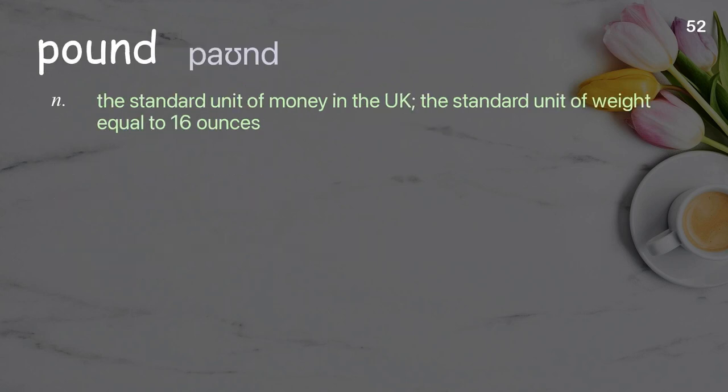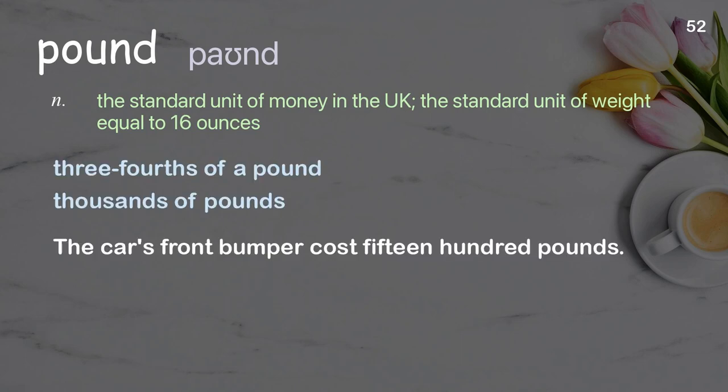Pound. The standard unit of money in the UK, the standard unit of weight equal to 16 ounces. Examples. 3/4 of a pound. Thousands of pounds. The car's front bumper cost £1,500.